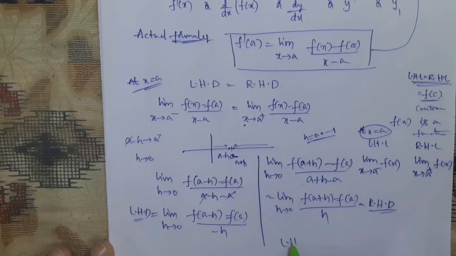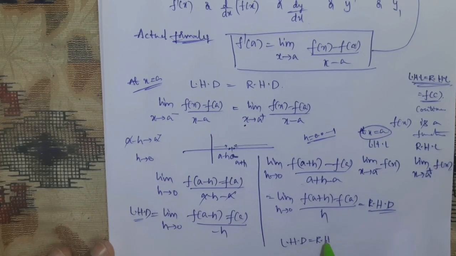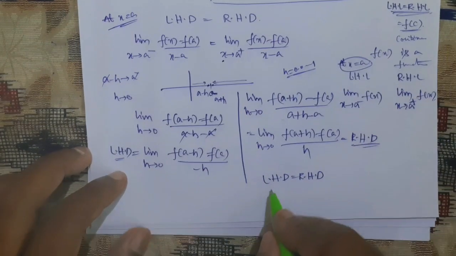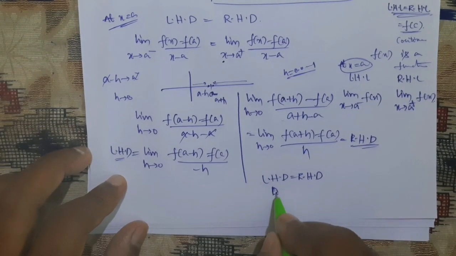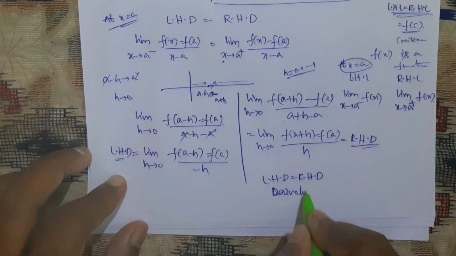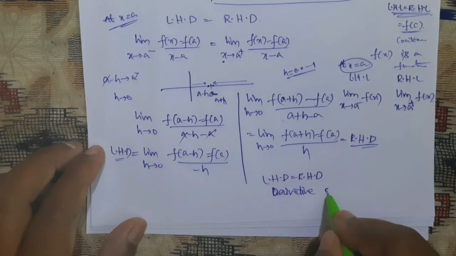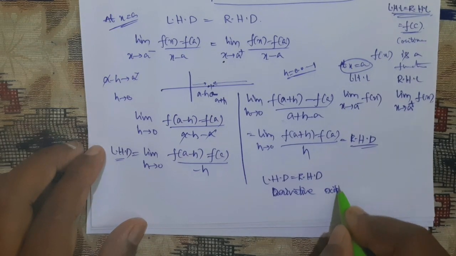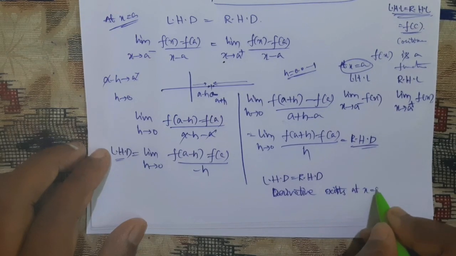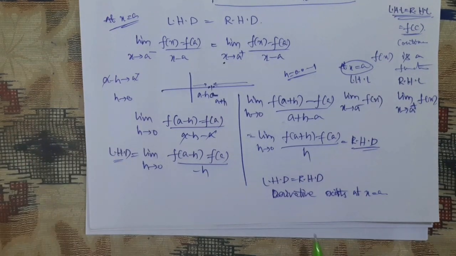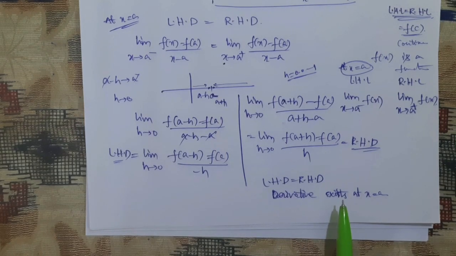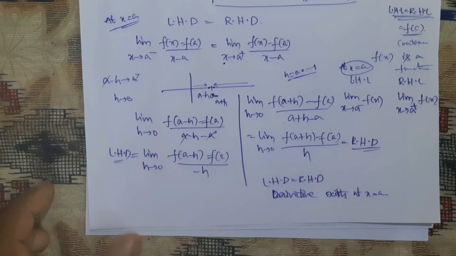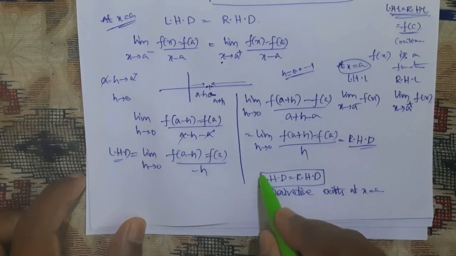When LHD is equal to RHD, then only the derivative exists at X equal to A. Otherwise we can simply tell the function is derivable or differentiable at X equal to A only in these two cases.